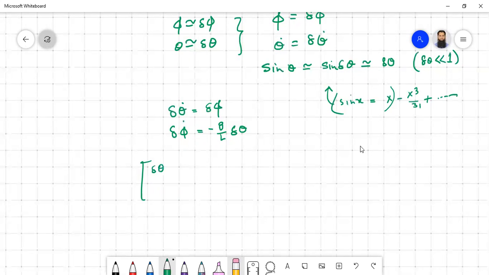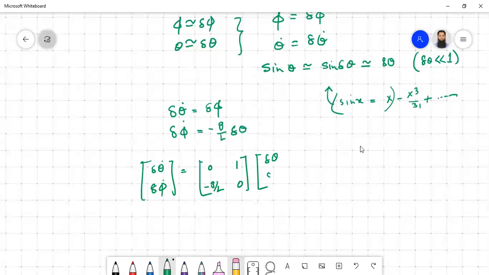Del theta dot, del phi dot equal to, we have 0, 1, and then minus g by L and 0. Okay, so this is your system matrix with your del theta and del phi. So this is your matrix A.